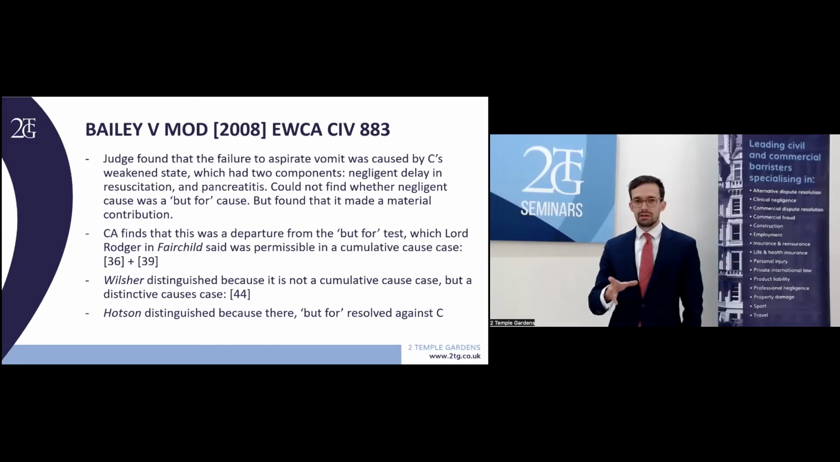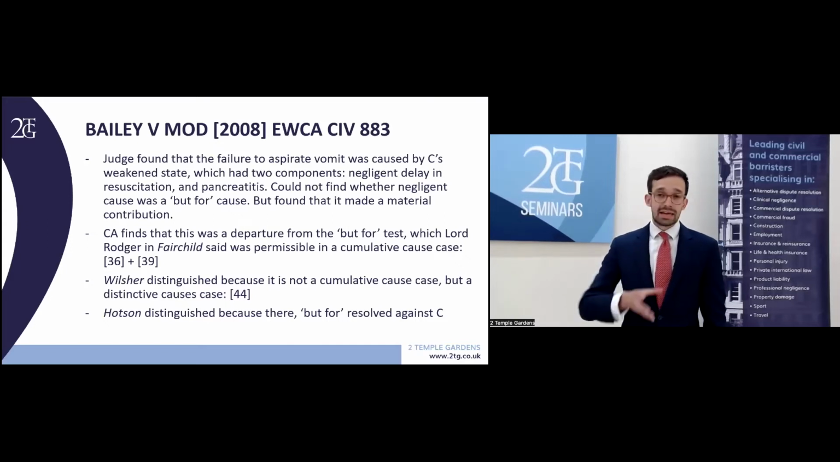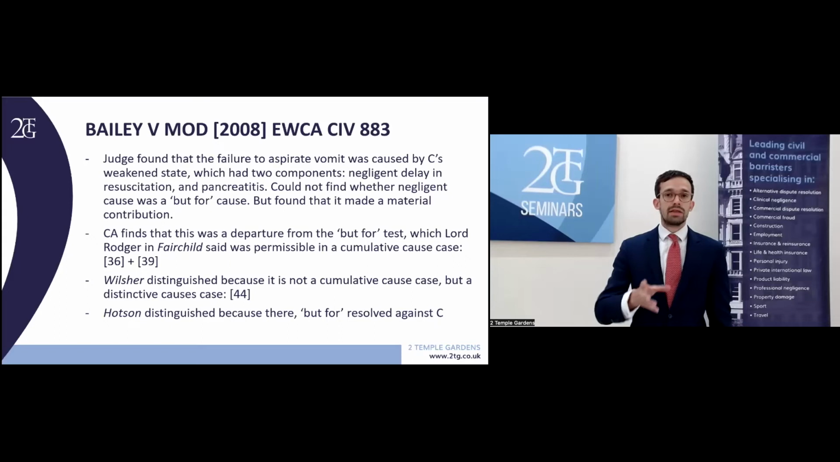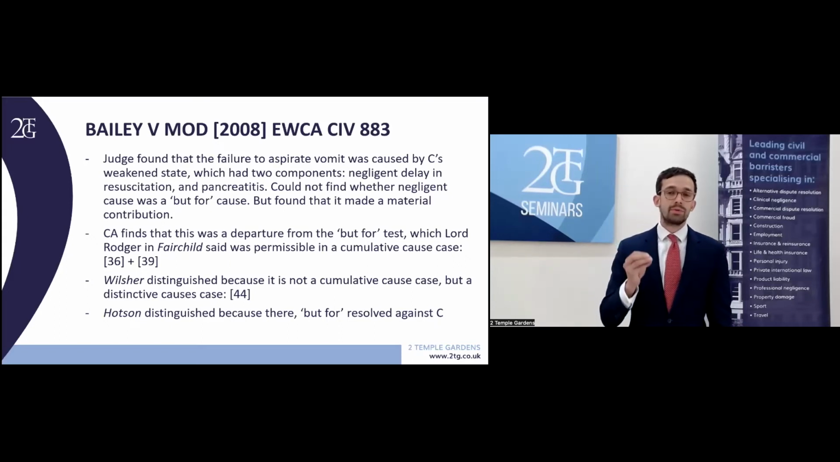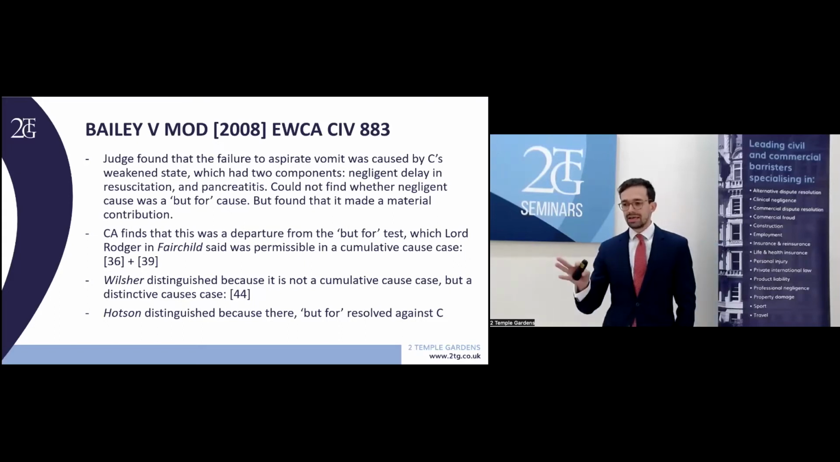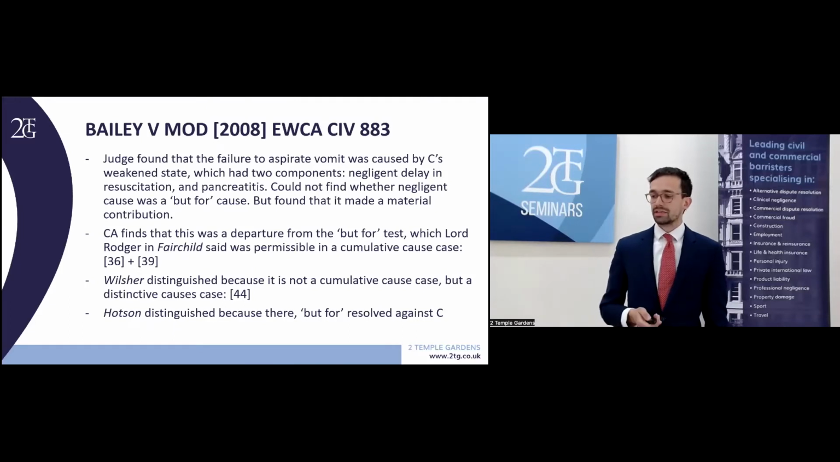The claimant succeeded at first instance, the defendant appealed, and the Court of Appeal said that in this kind of situation, there was a relaxation of the but-for test, and a claimant could succeed where all the claimant had shown was that there was a material contribution to the injury. Earlier cases of Wilshire and Hodson were distinguished, as I've set out below.